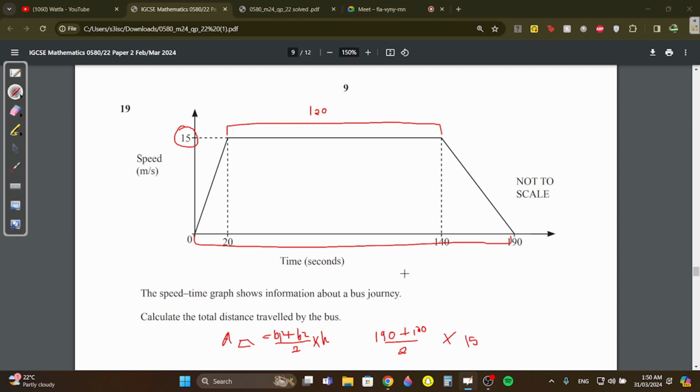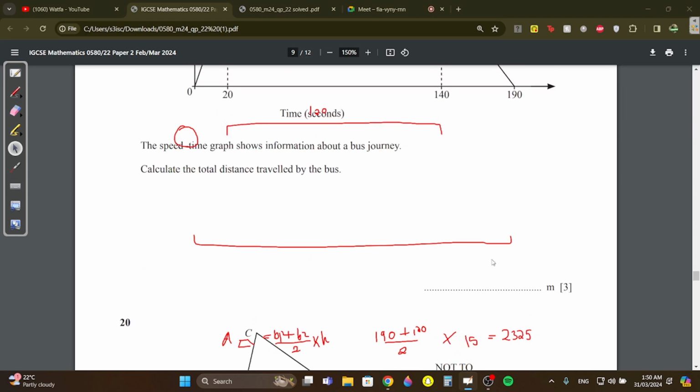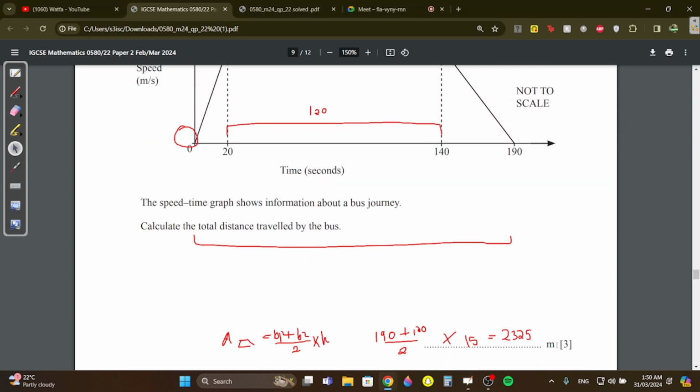And if you put this in a calculator, you get 2,325. Okay, so you put 2325 meters. Be careful, maybe they might ask for a different unit in the answer. So make sure to pay attention to that. So 2325 is my answer.